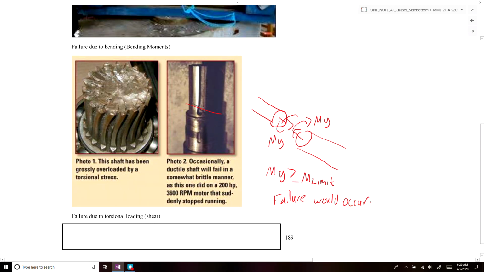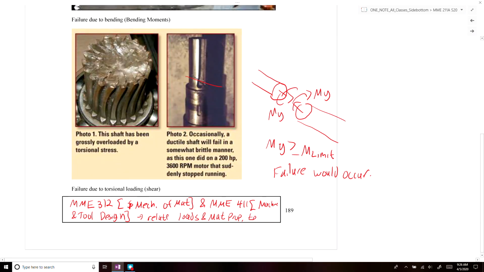So in MME 312, which is the Mechanics of Materials course, and in MME 411, which is Machine and Tool Design, what you're going to do in those courses is relate the loads and the material properties of these parts to predict failure in engineering components.